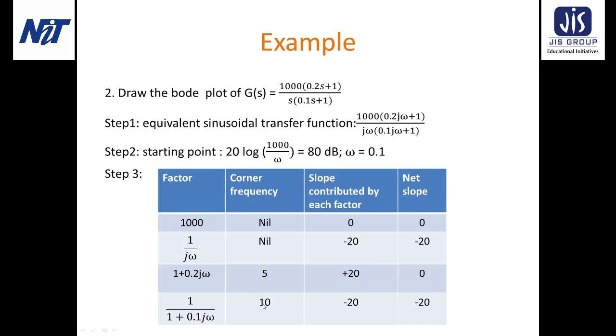And for the last term, that is 1 by 1 plus 0.1 j omega, it is located in the denominator, and the corner frequency is 1 by 0.1, that means 10. The slope contributed for this factor is minus 20 dB per decade, and the summation of the previous slope 0 with this minus 20 gives us minus 20 dB per decade.